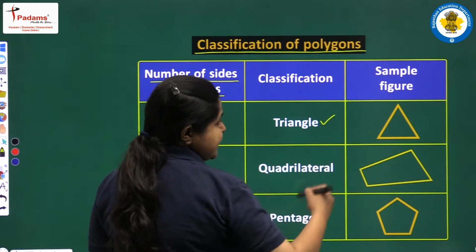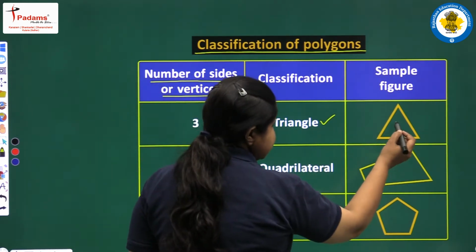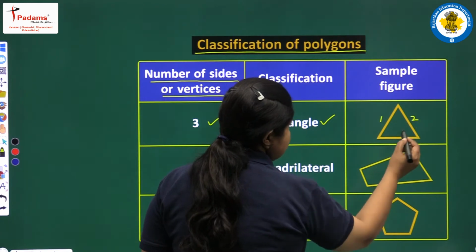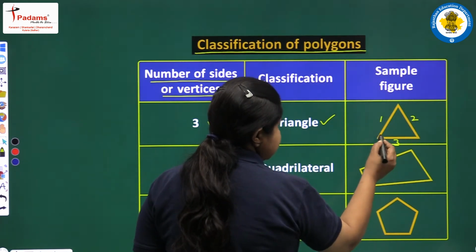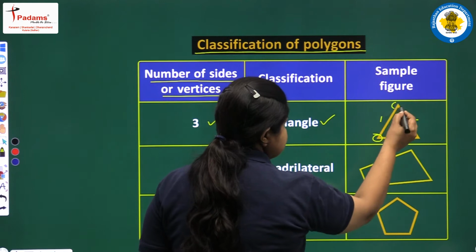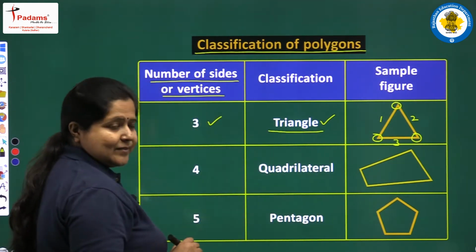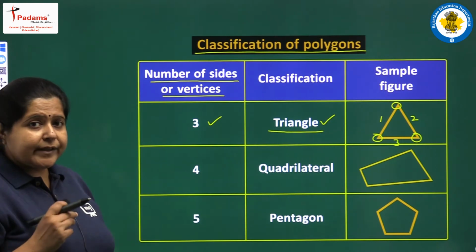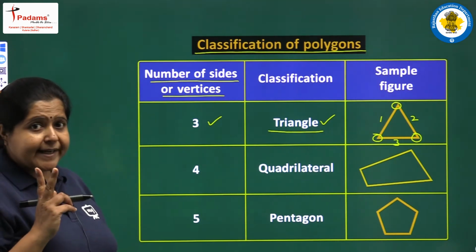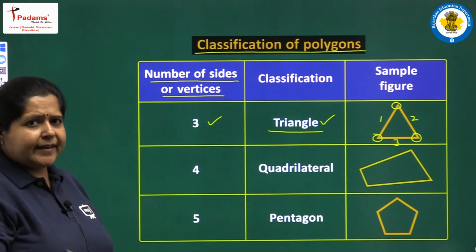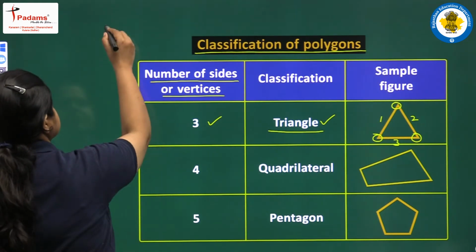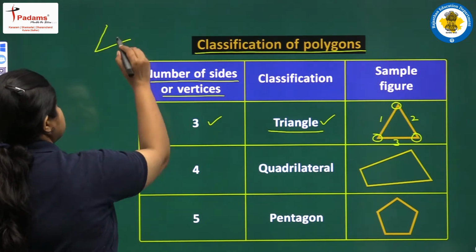You can see this is the sample figure. These are 3 sides, 1, 2 and 3, and the 3 vertices are the first one, the second one and the third one. It is called a triangle. Is there any polygon possible with 2 sides or 2 line segments? Let us try 1 and 2.